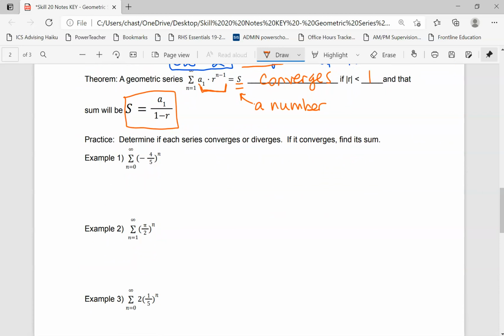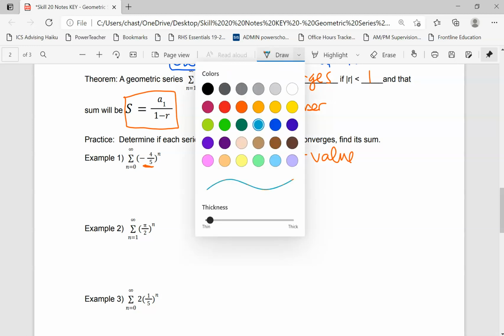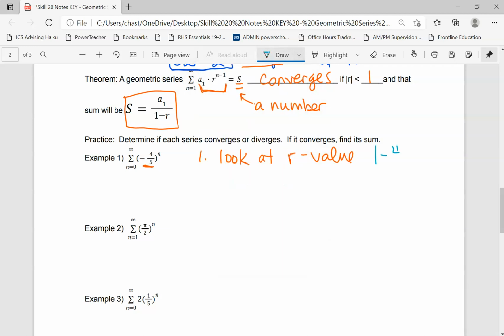So on this first one, I want to see if the series converges or diverges. So step 1, look at R value. In our case, our R value is -4/5. So absolute value of -4/5 equals 4/5, which is less than 1. So this converges.